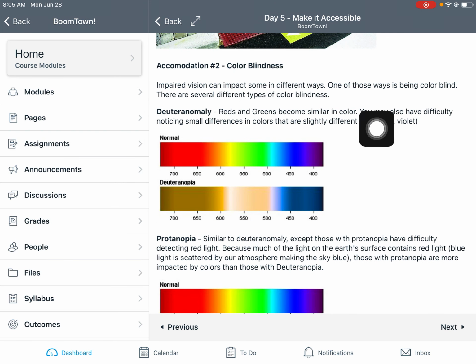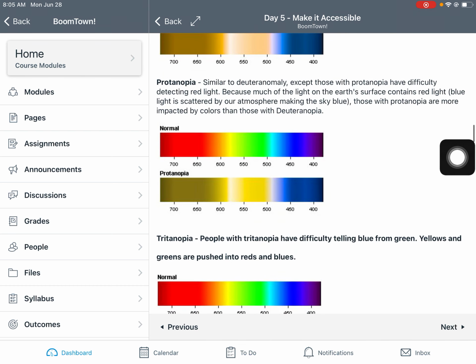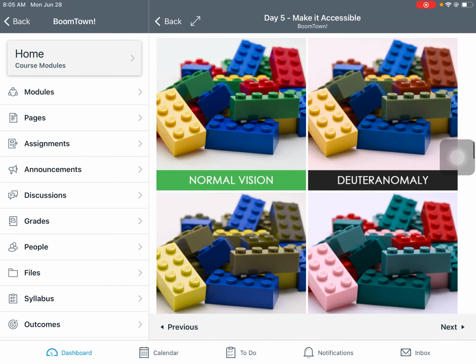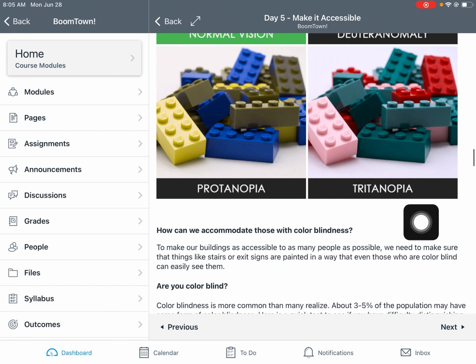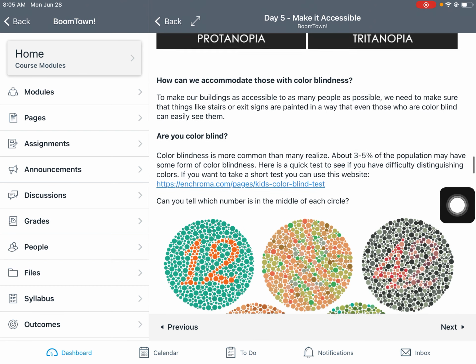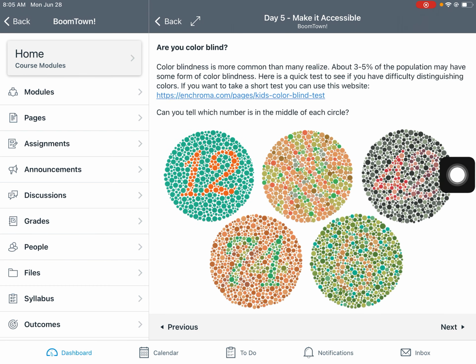Another accommodation we want to look at is color blindness, and I go through some of the different types of color blindness. You can see that there are a variety of different ways that people see the world around us. Different colors blend together in these different ones. These are a little bit more muted. All of a sudden I can't tell the difference between green and red in this one. I can't even really tell the difference between green and blue in this one. So there are all sorts of different types of color blindness, and we need to think about how we can accommodate those.